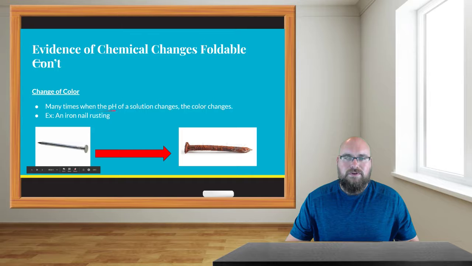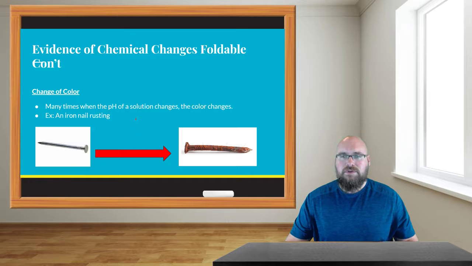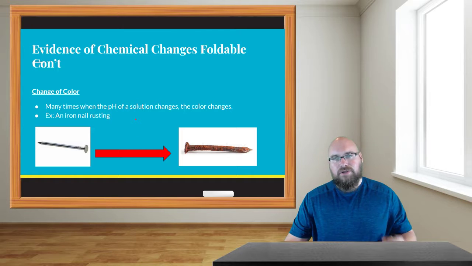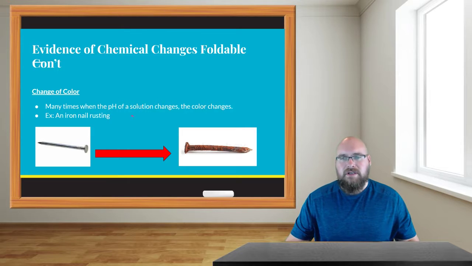The next would be a color change. This usually happens when the pH of a solution changes. We can make it show up a different color to see what the pH is. But we also have, when an iron nail rusts, it starts off looking like this, but over time the color will change to this. So we now indicate that a chemical change has occurred. You cannot turn this back into iron.